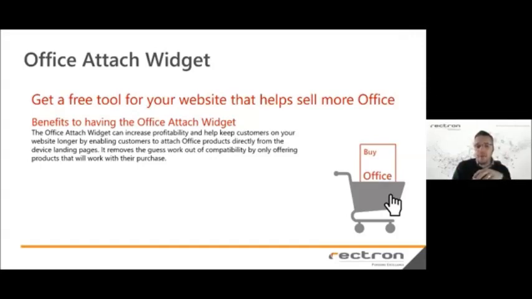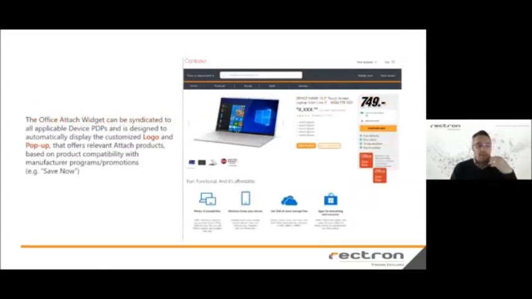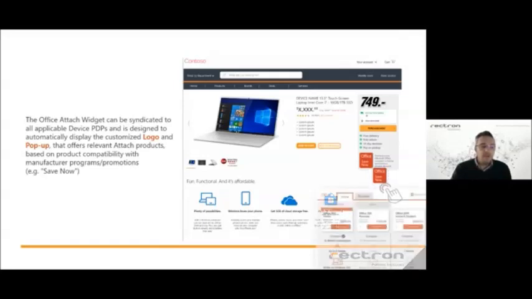Is that one okay for me, or should I be buying Home and Business 2019? So which one should I be choosing, and what do I get with it? The Office Attach widget does that. It looks like the Save Now campaign that we used to have, but it can just say Office Buy Now button. When you hover over it, it gives you a breakdown of what those products are, and then you can add to cart.